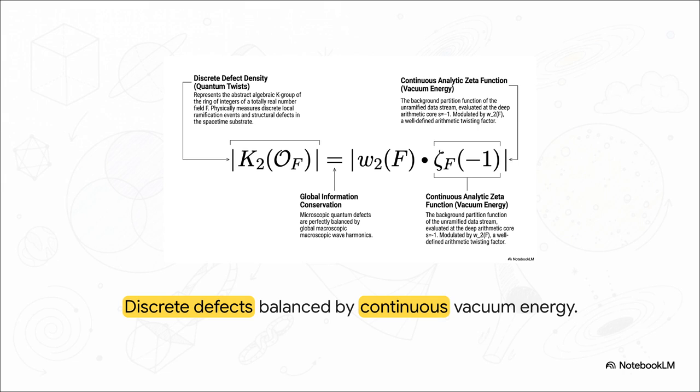And on the right, those microscopic defects are perfectly balanced out by a continuous, smooth wave of vacuum energy, represented by the analytic zeta function evaluated at s equals -1. It's a brilliant picture of global information conservation, microscopic quantum chaos beautifully regulated by continuous global energy.